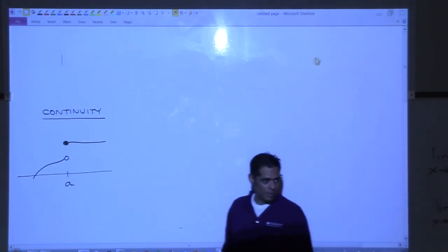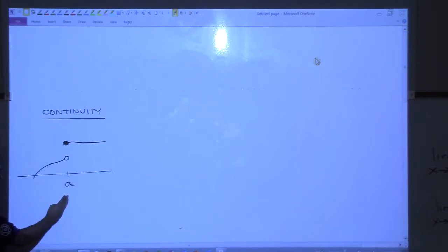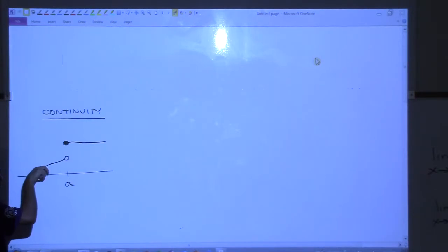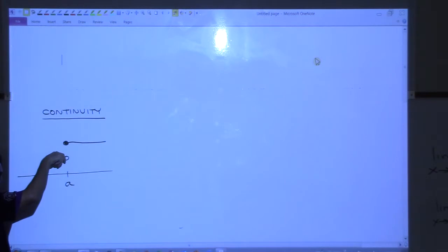Going back to limits. Does the limit of this function exist from the left? Do we have a left-hand limit here? As we approach A from the left, is our function headed to something? Yes. It's an open circle. It is headed to something. Now at A, remember when we talk about limits, we don't care what's happening at A, right? So from the left, we do have a limit.